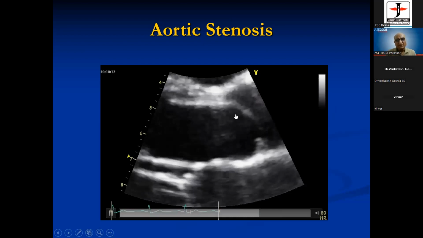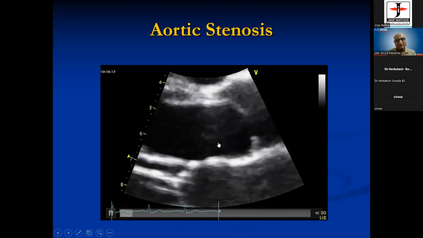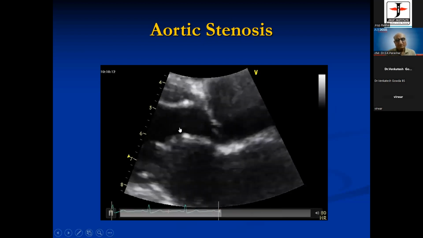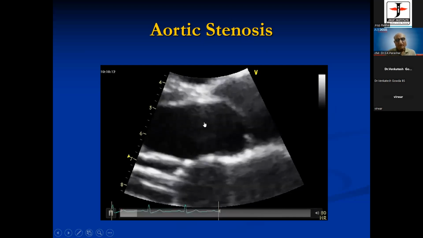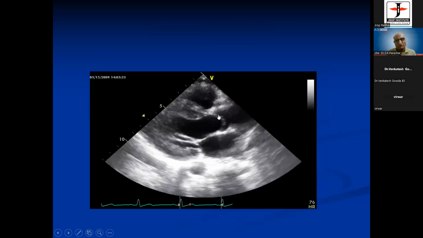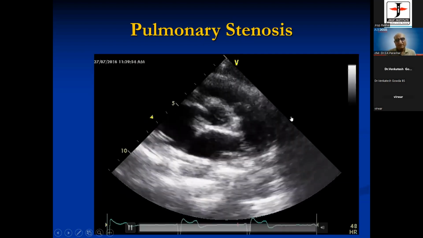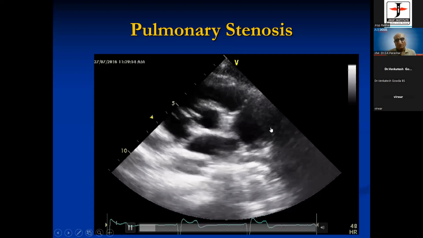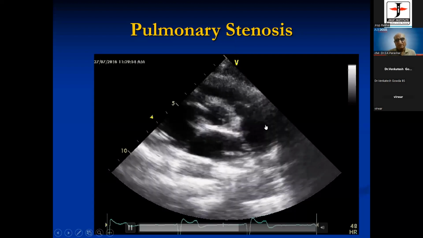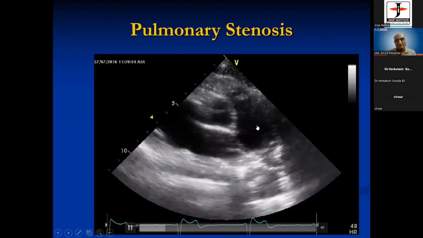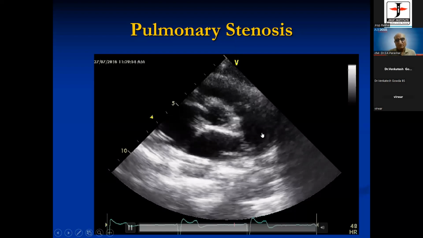This is a still image that you see: the LA, LV, and the aorta. So now you see this is a pulmonary stenosis. This is the pulmonary artery, short axis view. This is the pulmonary valve, and the pulmonary valve shows a doming toward the pulmonary artery, that is, the convexity is toward the pulmonary artery.